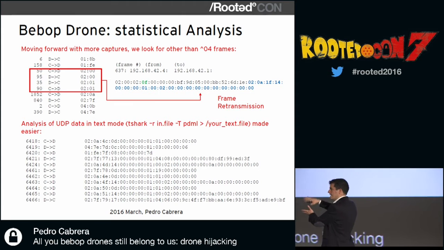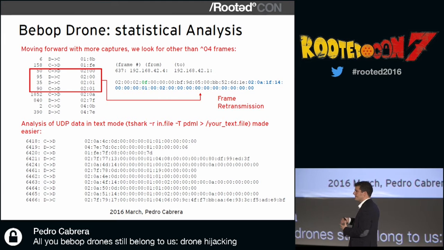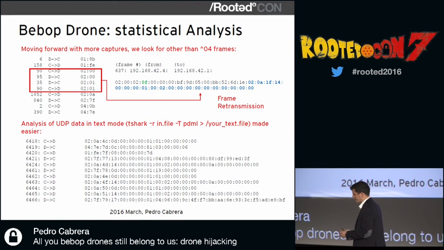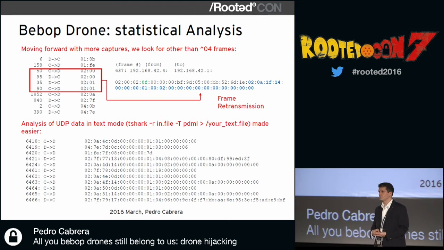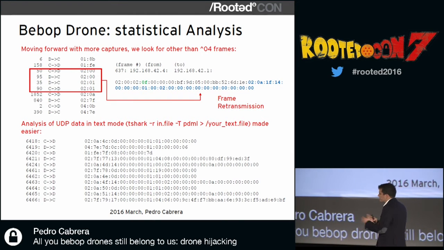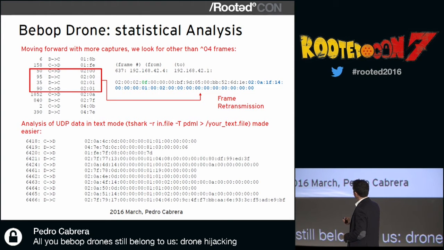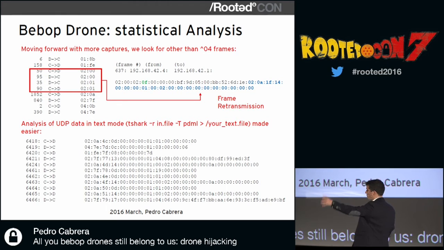Moving forward with more captures, we took one down, zero for frames. The rest of the frames are extremely long. So instead of using this technique of looking for logs in the operating system, I prefer to look for statistics. Statistically speaking, it's easy to find patterns of behavior: the number of frames, the direction, addresses, client, drone, client, the very first byte.